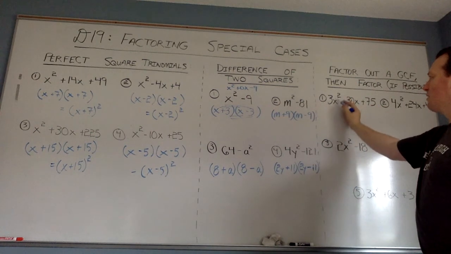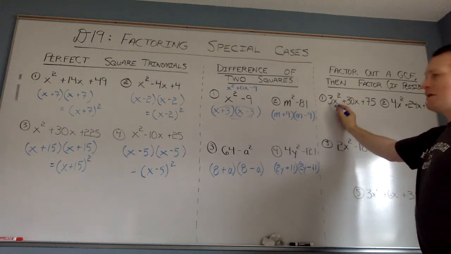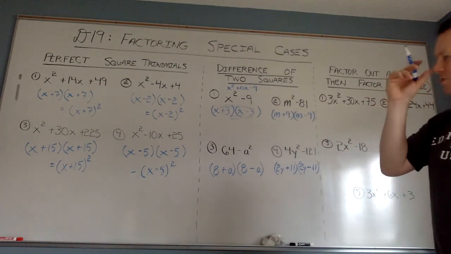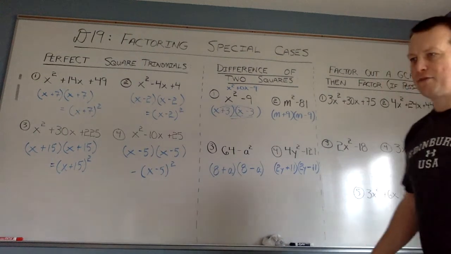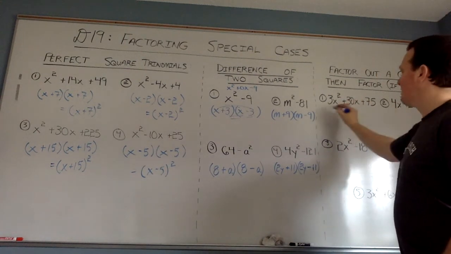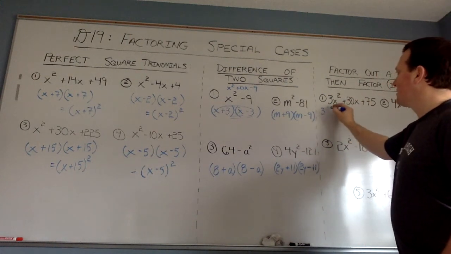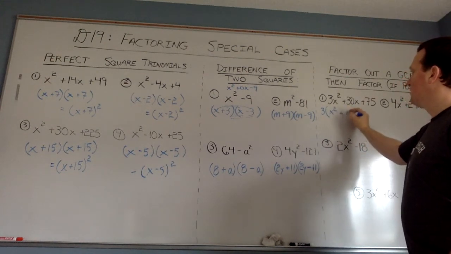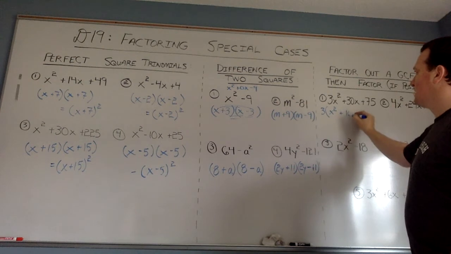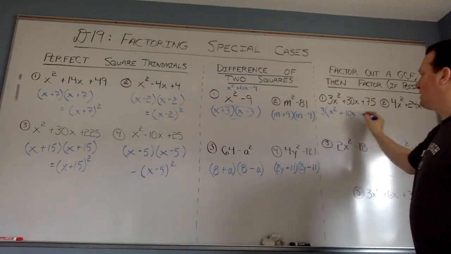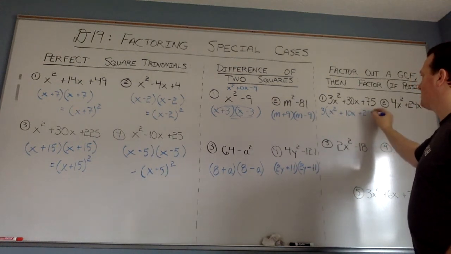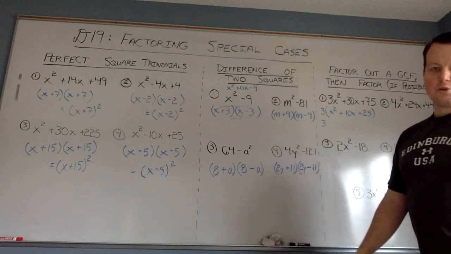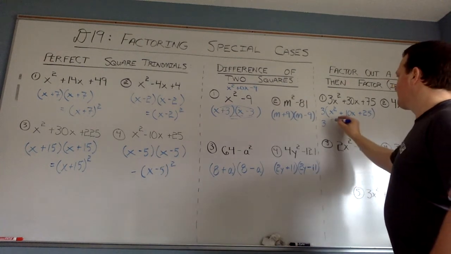So in front of our x squared, a is 3, b is 30, and c is 75. You notice they are all divisible by 3. So you can divide everything by 3 and factor out a 3. You'll be left with 1x squared, 30 divided by 3 is 10x, and 75 divided by 3 is 25.